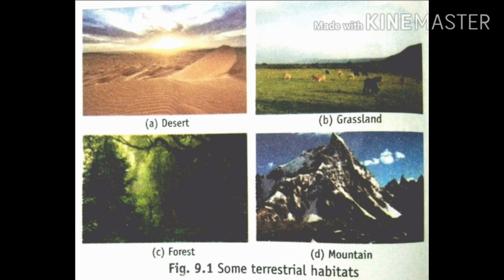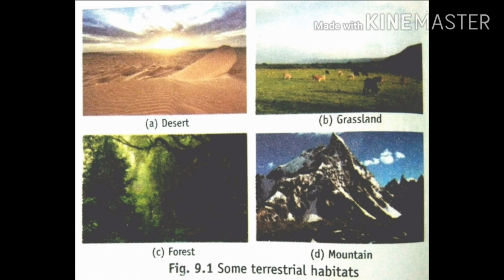Desert habitats are hot and dry because they get very little amount of rain. The organisms living in such habitats are camel, rat, snake and cactus. Next one, grassland habitats. Grassland habitats get moderate rain. The organisms living here are deer, lion, zebra, giraffe and grasses.